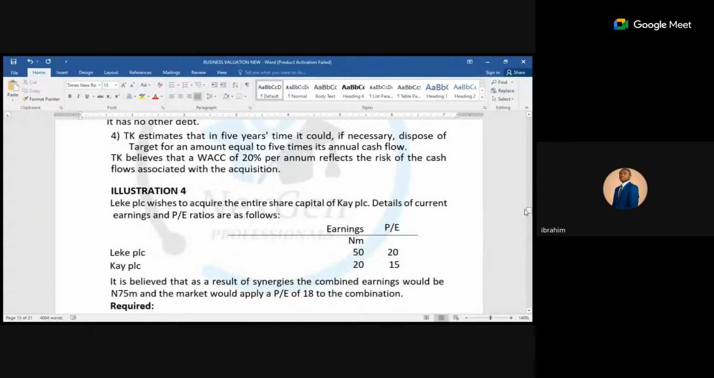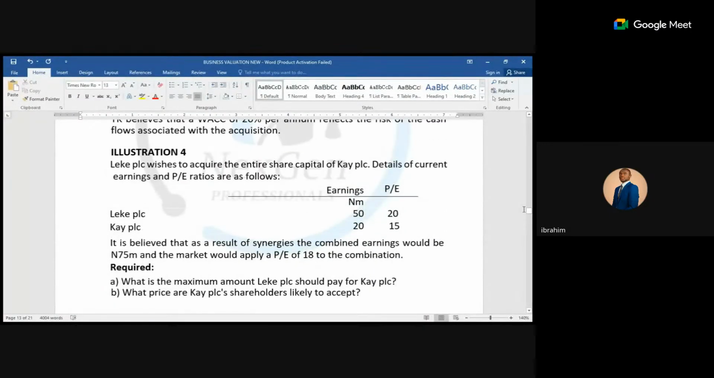Okay. Now, question four. Class, let me quickly do a quick recap here. You should not forget: why do you carry out evaluation of a business? It is because maybe a company wants to merge or acquire another business, right? You have to carry out evaluation.